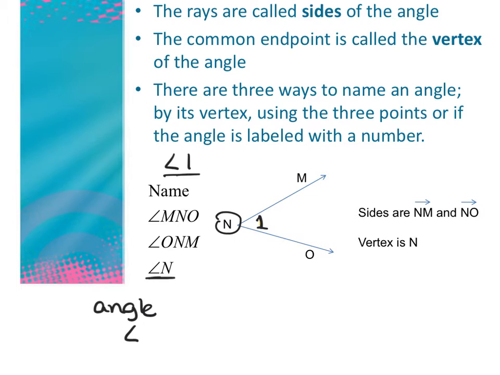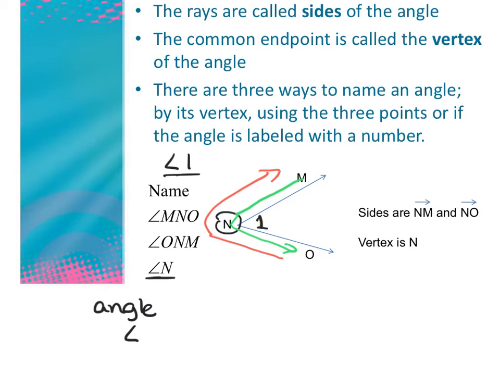Or you can also name it with 3 letters, and the middle letter must always be the vertex. So you can name it and go from M to the N and then around to the O, or you can go in reverse, O, N, M.